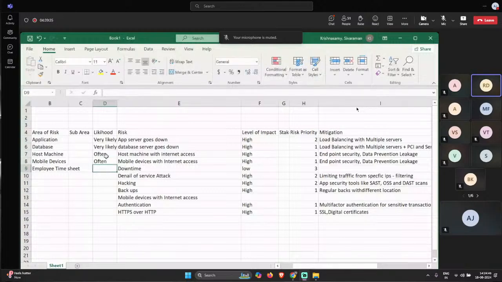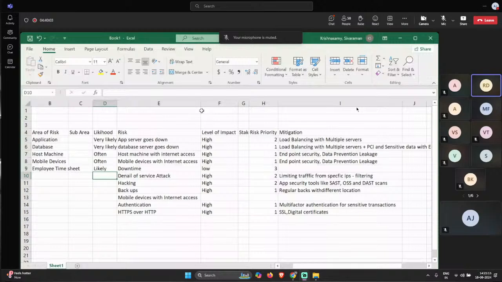Okay, all right, continue. Host machine with internet access. High downtime. Okay, employee downtime low. That is for the employee timesheet. That's okay. Reduce column E to the size of the column, I want to read the content in column I. Reduce the column width. Yeah. Okay. High. Okay. Hacking. What is denial of service? Hacking. What is row number 11?